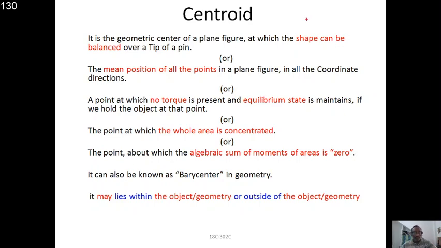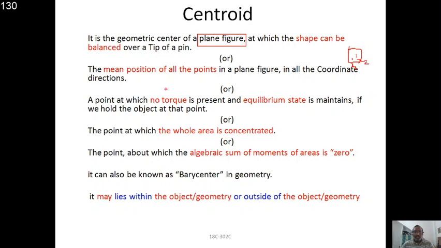So in this figure you can see that it is a plane figure. Centroid is meant for the plane figure, that means for a 2D. It is the mean position of all the points in a plane figure in all the coordinate directions. If you take any figure like this, it has some x and y coordinates. This is point 1, point 2. For this one, this is x1, and for this is x2.